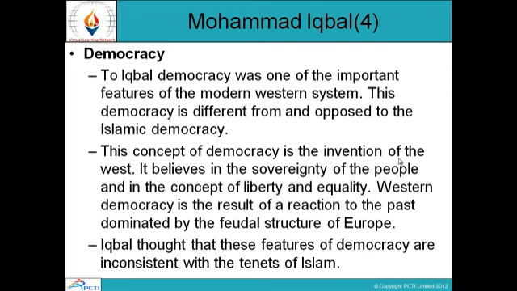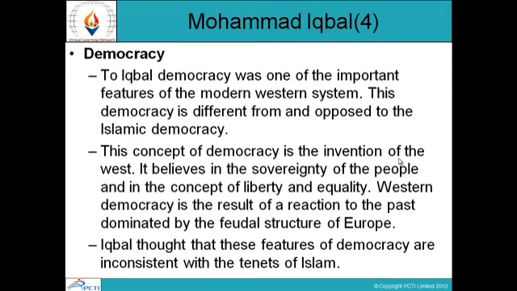Democracy. To Iqbal, democracy was one of the important features of the modern Western system. This democracy is different from and opposed to the Islamic democracy. So Iqbal said that democracy was one of the important features of the modern Western system, and it is opposed to the Islamic democracy. This concept of democracy is the invention of the West.